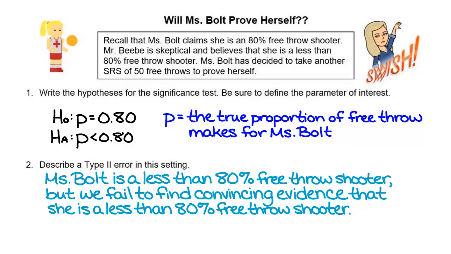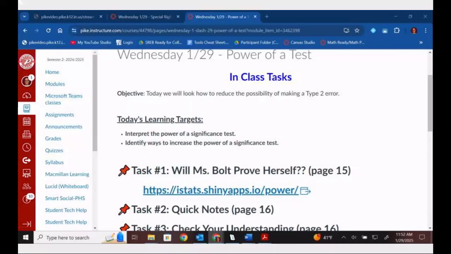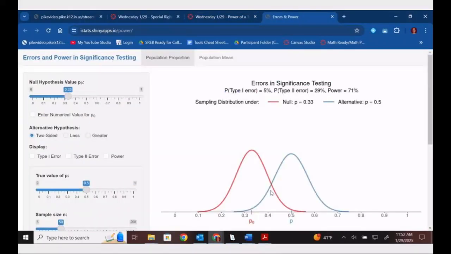So this is where you're going to need your devices. You can either type in the website that's on the page, or there's a link on Canvas if you want to hop over to Canvas. Right here, this is on today's page, so on the Wednesday 1/29 Power of a Test, you can click on this link right here, or you can just type it in. But this is where we're headed. Should bring up a screen that looks like this.